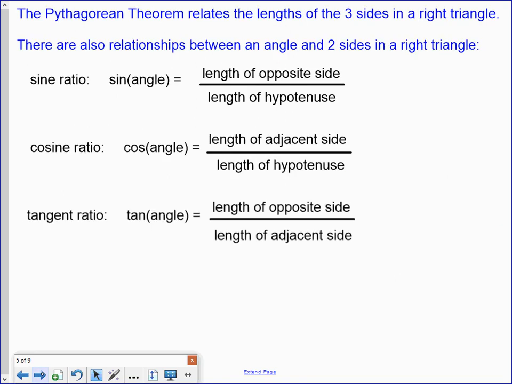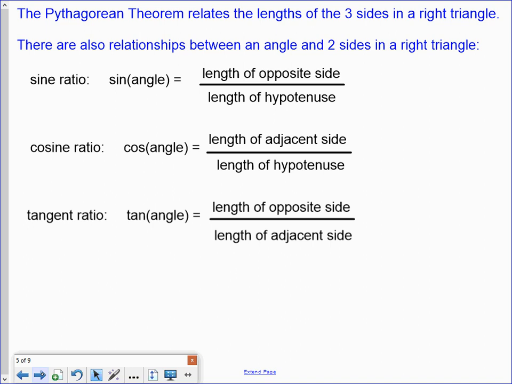So because the Pythagorean theorem, as we've just seen, relates the lengths of the 3 sides in a right triangle, there are 3 other relationships that we can apply to right angle triangles. And all of these relationships are between an angle and 2 of the sides. So there's what is called the sine ratio, where the sine of that angle that we're interested in is equal to the length of the opposite side divided by the length of the hypotenuse. There's the cosine ratio, where the cosine of that angle is equal to the length of the adjacent side divided by the length of the hypotenuse.